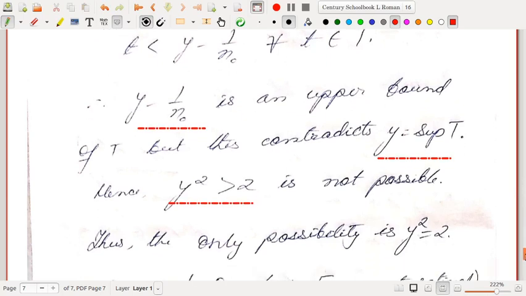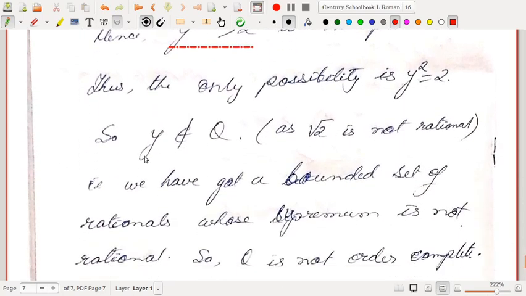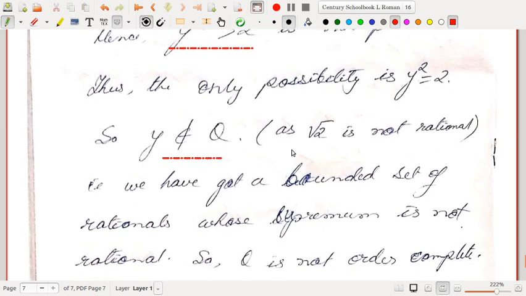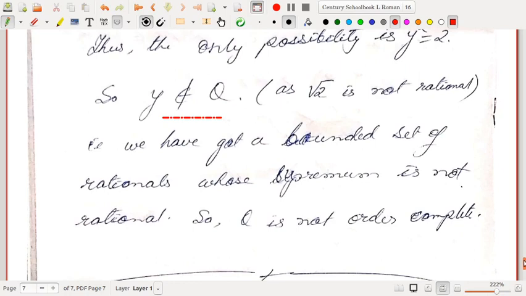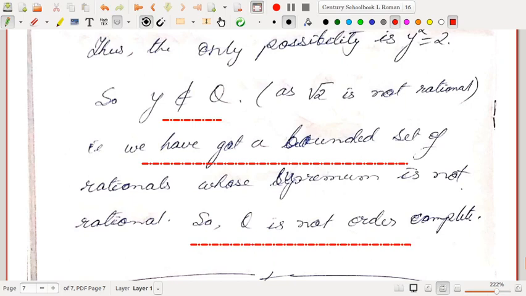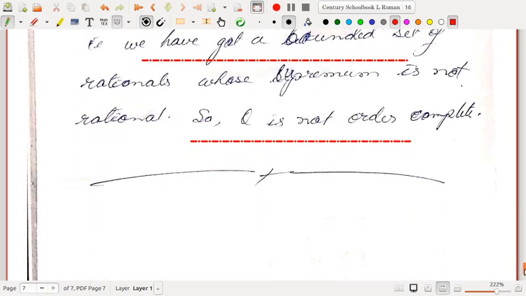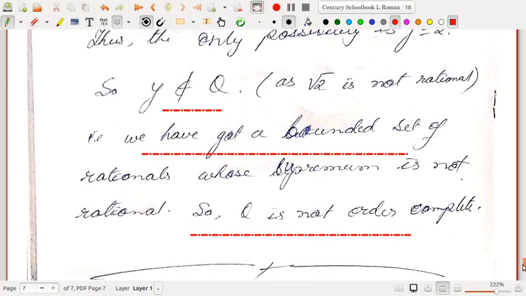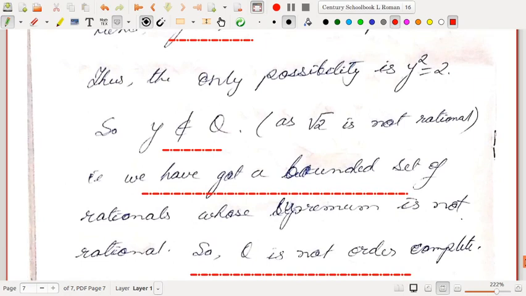So the only possibility is that y square is equal to 2. So y cannot belong to Q, as we have already seen that square root of 2 is not a rational number. There cannot be any rational number whose square is 2. So we have got a bounded set of rationals whose supremum is not rational. So Q is not order complete. We cannot say that every non-empty bounded above set in Q has its supremum in Q. That cannot be said. So Q is not order complete.